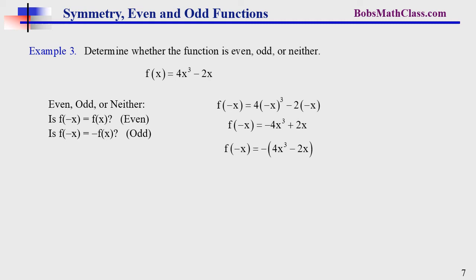Now, that inside the parentheses, is that the same as what we started with? Yeah, that matches, right? So that's negative f of x. Therefore, this is an odd function. If it's odd, that means it's symmetric with respect to the origin. So if you're graphing this, you know that it's got to be the same on both sides of the origin.